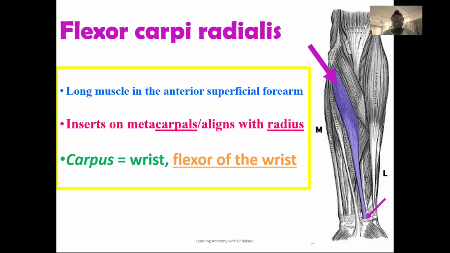Also, if you look at the name carpi, carpus in Latin means wrist. And because it is a flexor muscle, the function of this muscle is to help flex the wrist. This can also be used to deduce the function of this muscle.